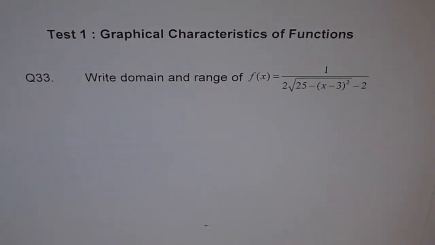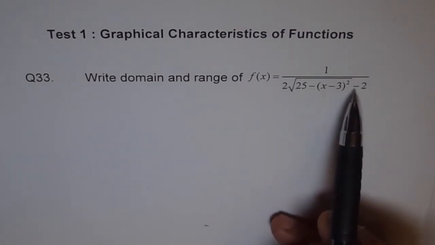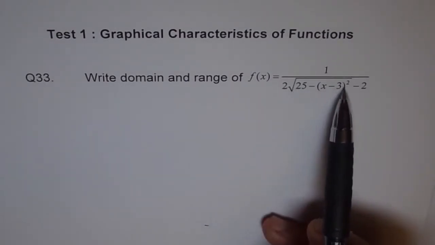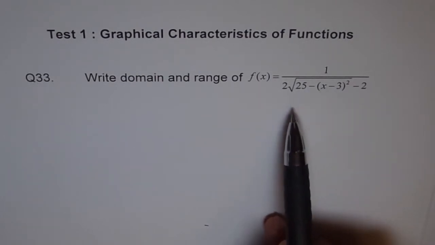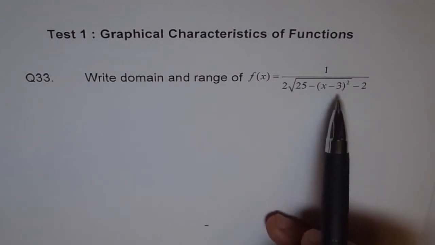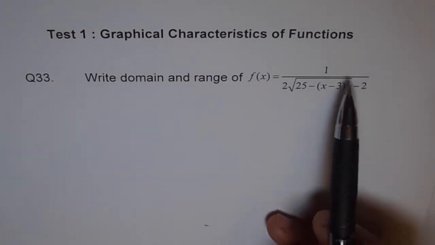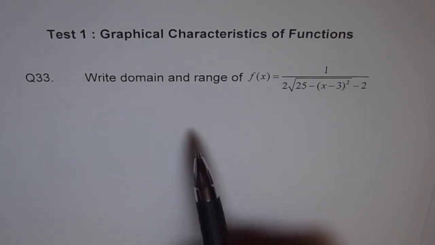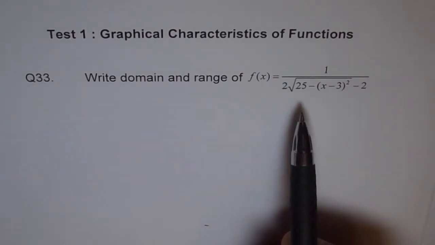Now, to find the domain of this function, we should find the restrictions. And what are the restrictions? We know one thing: the denominator cannot be 0. That gives us some restrictions. And the second set of restrictions is that within a square root we cannot have negative things, right? So the square root argument should be non-negative. So these are two sets of restrictions. The combination of these restrictions will give us the domain. And then we will see how to find the range.